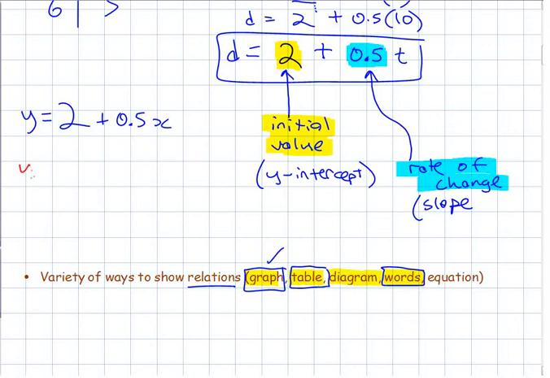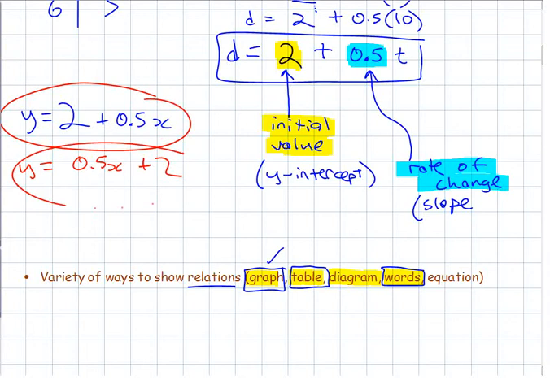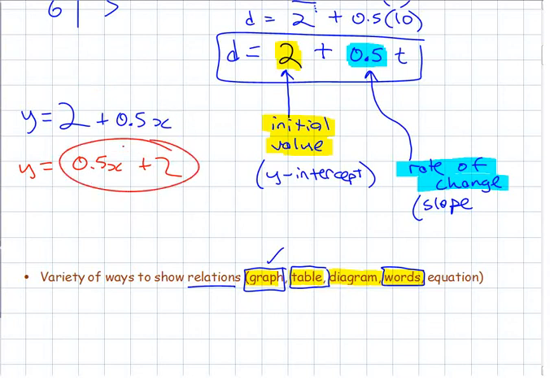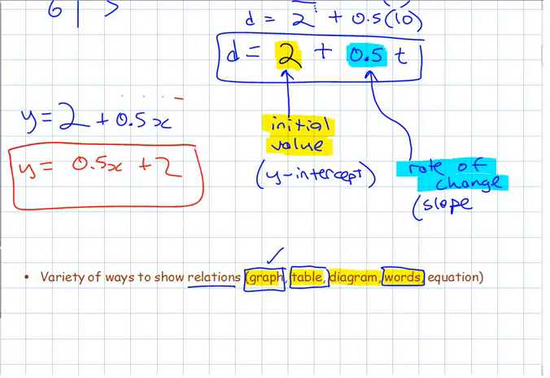Do you realize that you could actually write this the other way around? Some people write it this way. They say 0.5x plus 2. Do you realize that this and this are the same thing? Does it matter what order you add things in? Does it matter if I go 2 plus 0.5x or I go 0.5x plus 2? Doesn't matter what order you do that in. Often you're going to see it this way, although I like it this way better.